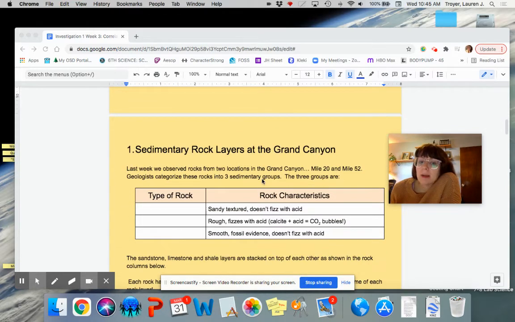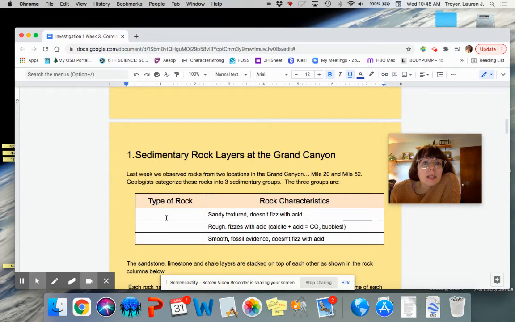All right, the first thing we do is we think back to last week when we did the rock lab where we looked at all the rocks from the Grand Canyon layers. We are trying to remember what are the three types of rocks called that we looked at. One is sandy, doesn't fizz with acid. One does fizz with acid, and when you put acid on it, the calcium carbonate reacts and it makes CO2 bubbles. And then the last one is smooth and it has fossils and it doesn't fizz with acid.